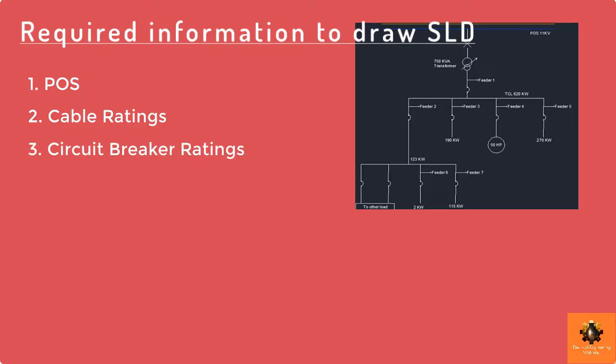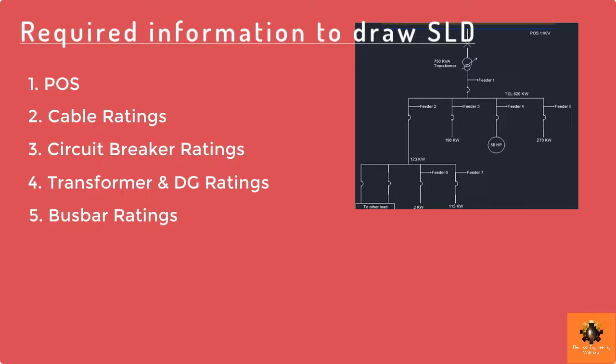Then circuit breaker ratings. So type of the circuit breaker, size of the circuit breaker, and the tripping time should be given. Then transformer ratings and DG ratings. So size of the transformer and DG, what type of transformer and DG we are having, and some other specifications should also be given by the electrical designer. Then bus bar ratings. So dimension of the bus bar, size of the bus bar, means the current carrying capacity of the bus bar. Okay.